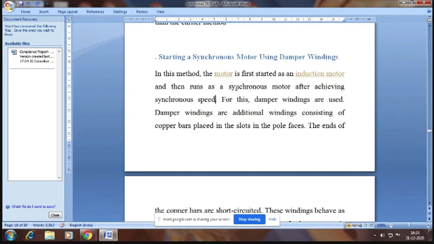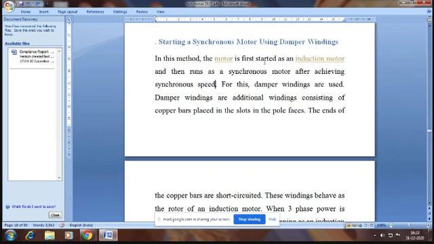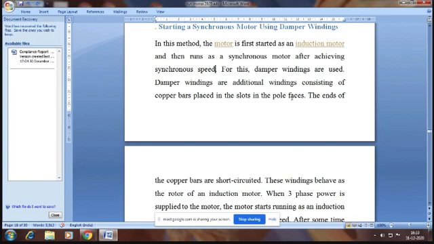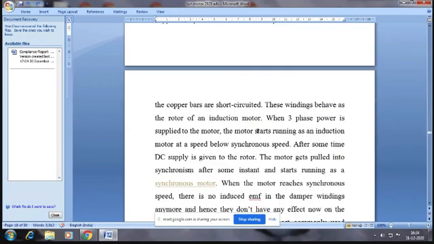Yes, sir. Okay. Then what we will do, these damper windings are used. Damper windings are additional windings consisting of copper bars placed in the slots in the pole faces. So we have the pole faces in the synchronous motor. In those slots, we place these windings as additional windings in addition to the main windings. The ends of the copper bars are short circuited. Why do we have to do this?